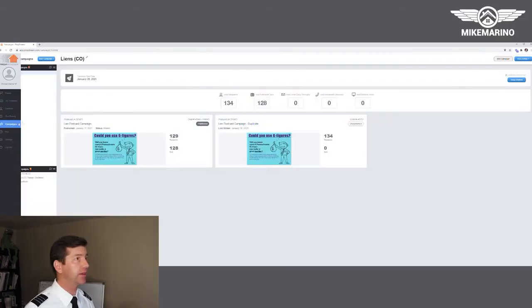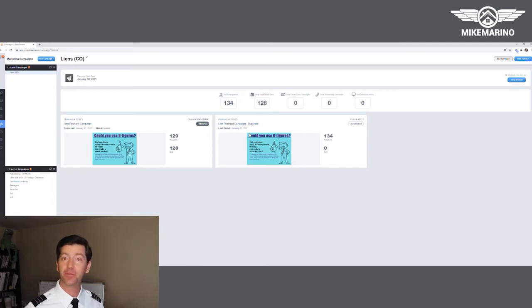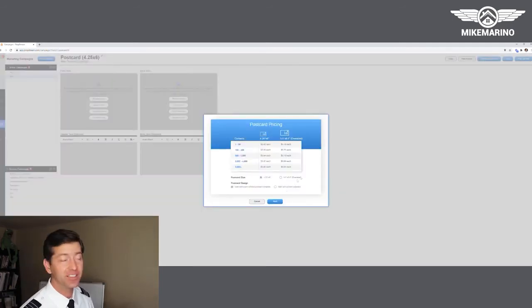Speaking of marketing campaign, now that I've gathered a list of properties that have problems and I know exactly specifically what problems they have, I want to start with a postcard campaign. Now in the past, it used to cost me between $1 and $2 per mailing. Gets pricey really fast. Plus I had to go to the post office, get stamps. Now with PropStream, I click a few buttons, I design my own custom postcard, and it mails it out for me. Now let me show you how easy it is with PropStream.